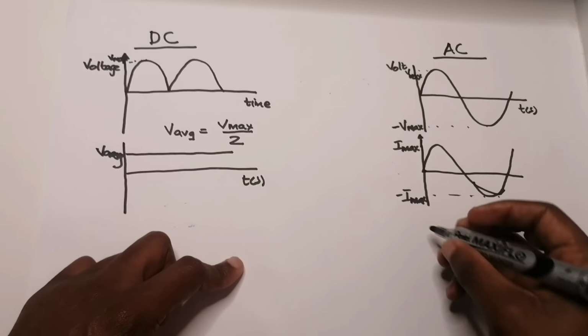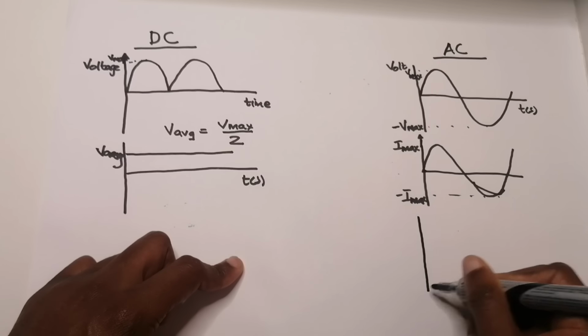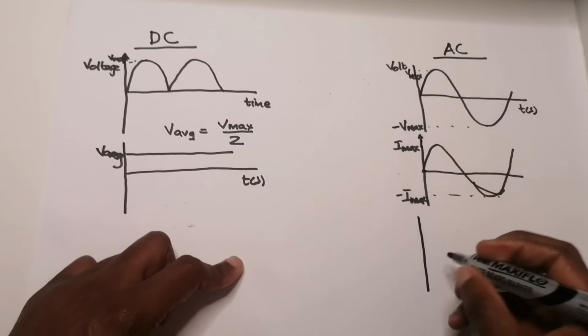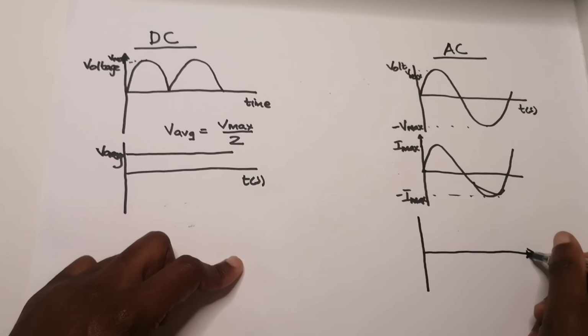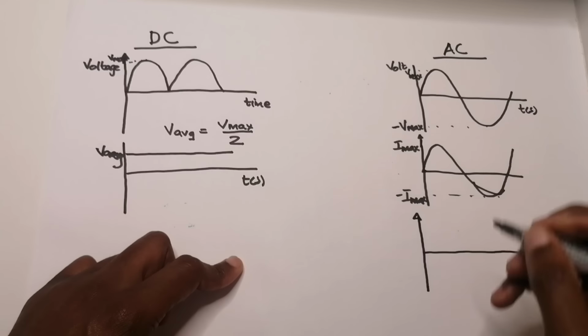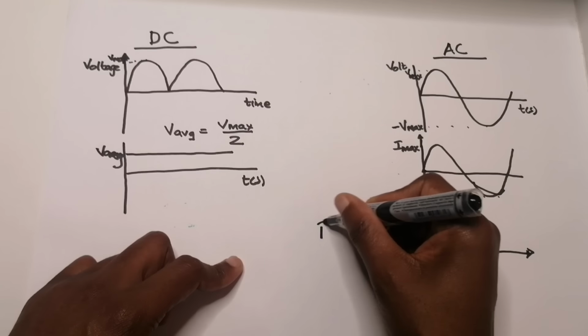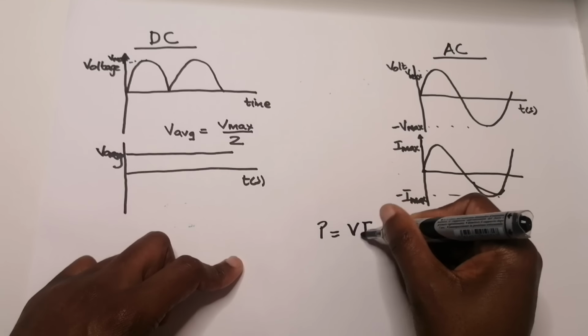Now how do they bill you? They don't bill you on voltage or current. They bill you on electrical energy, or in this case, I'm just going to talk about power. Now what is power? If you remember from Ohm's law, we said power is voltage multiplied by current.